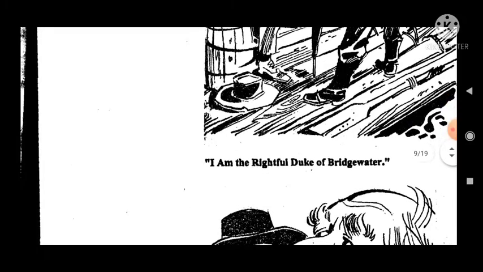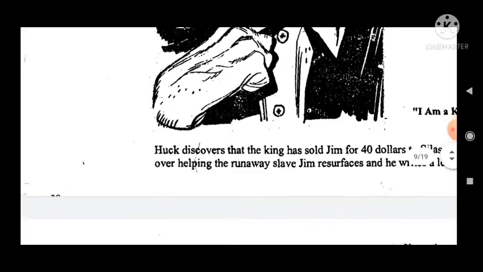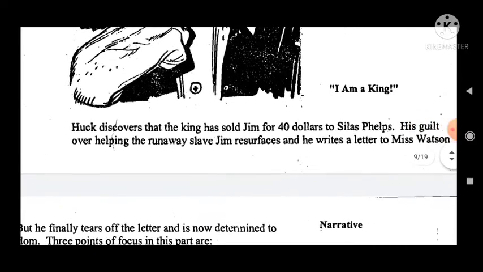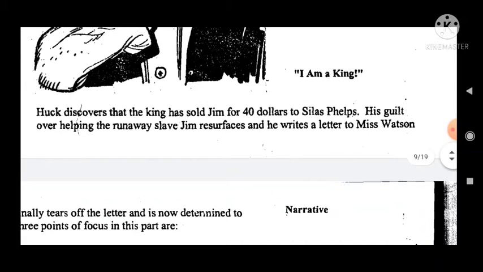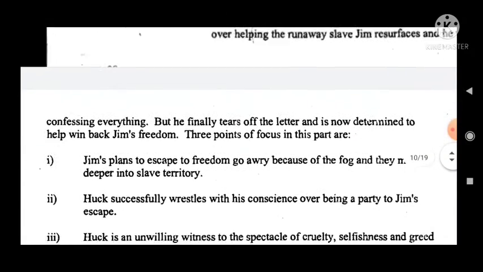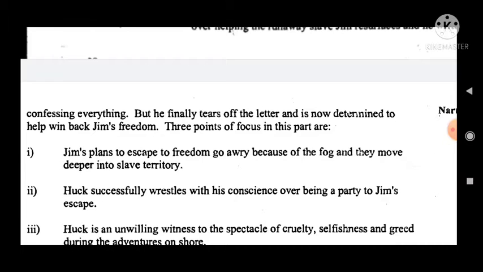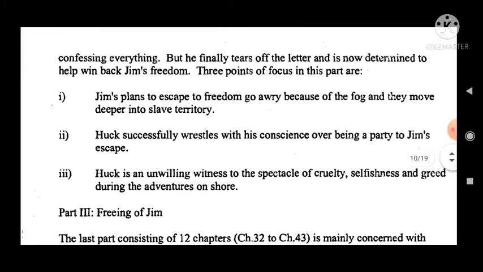I am the rightful Duke of Bridgewater. Huck discovers that the king has sold Jim for $40 to Silas Phelps. I am a king. His guilt over helping the runaway slave Jim resurfaces, and he writes a letter to Miss Watson, confessing everything, but he finally tears up the letter and is determined to help win back Jim's freedom.